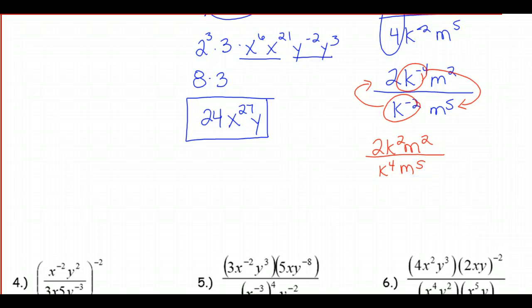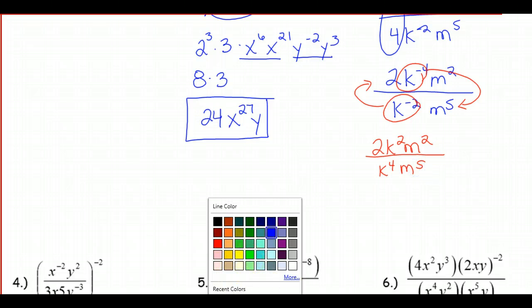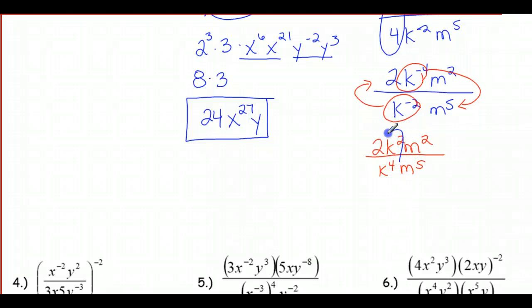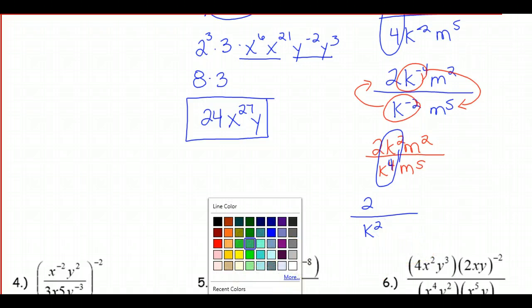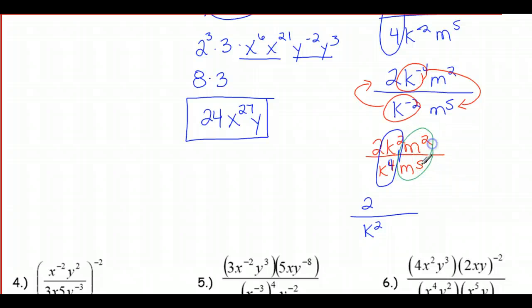Now I'm going to subtract my powers with the same base. Alright, so I've got a k squared over k to the 4th, so I'm subtracting my exponents. 4 minus 2 is 2, so I have 2 over, now remember, because our exponent 4 is bigger, the 2 k's that remain go in our denominator. Next I'm going to go ahead and look at my m's. 5 minus 2 is 3, so I have m cubed. Remember, because 5 is bigger, our 3 m's that remain are in our denominator. So here's our answer.